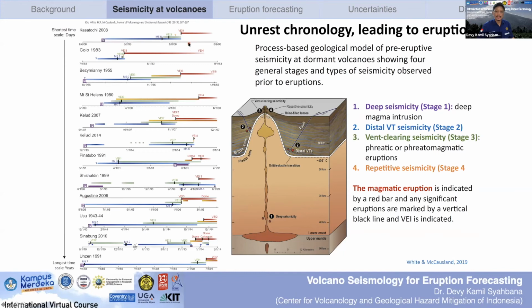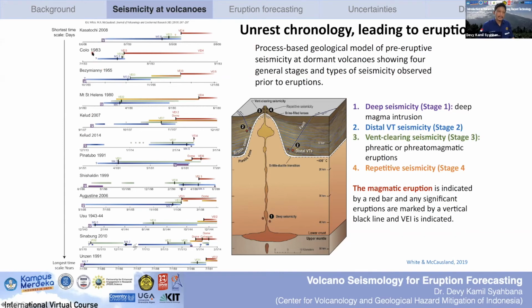So the red one is the magmatic eruption. See? So purple, you have to recognize the color. The purple, the blue, the green, orange, and red. So you can see that.